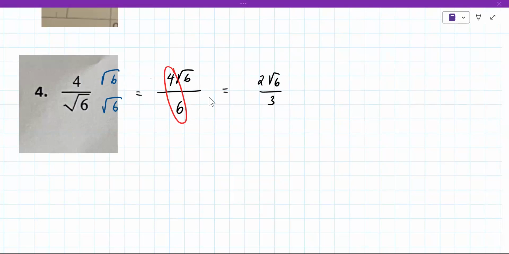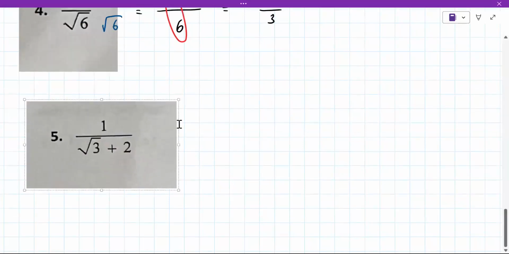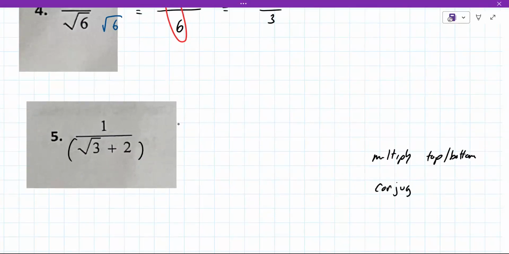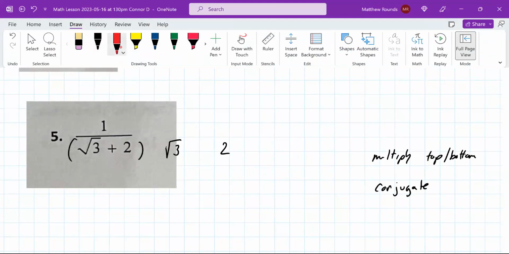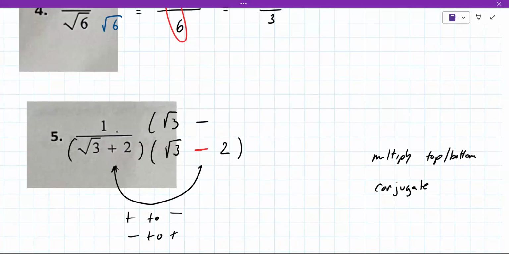Number 5 is the more general one. And this might require a note to go on your note sheet here. You multiply the top and the bottom by what's called the conjugate. You don't need to know that word, you just need to know what it is. The conjugate is the exact same thing, except you change the operator in the middle to negative. If it's positive, positive goes to negative, negative goes to positive. That's it. And you multiply the top and bottom by the same thing.